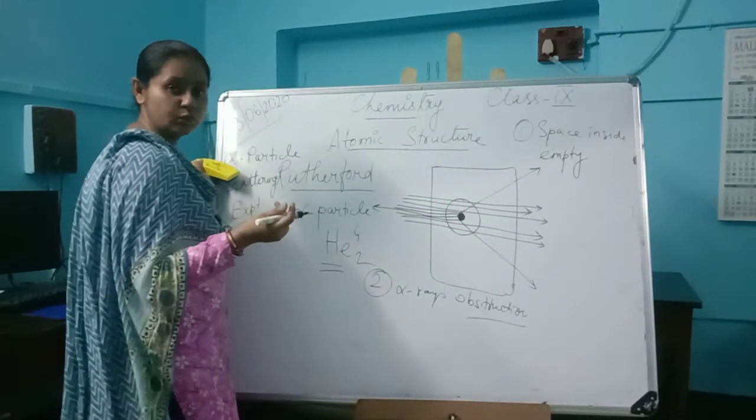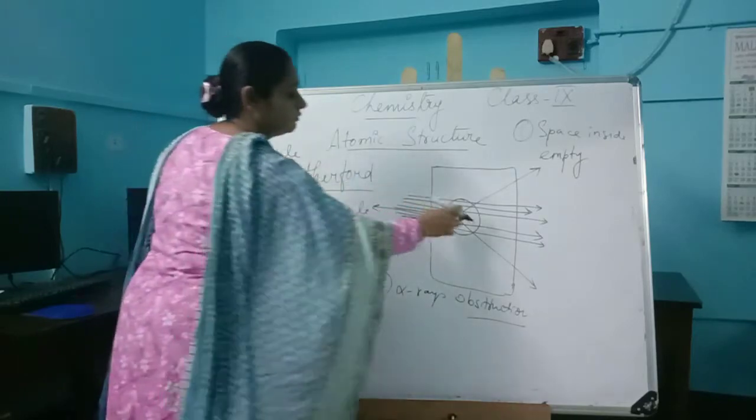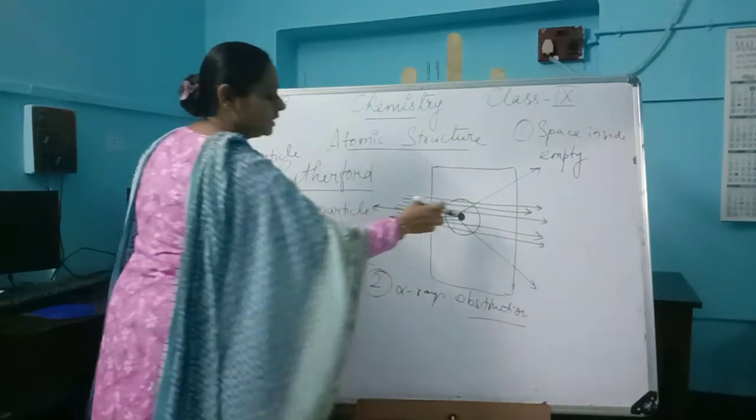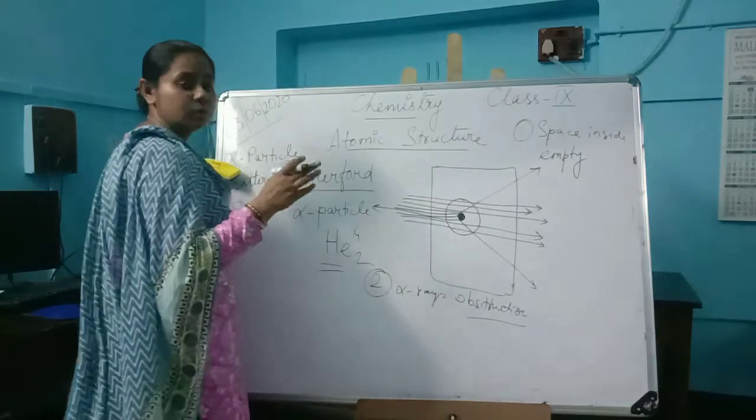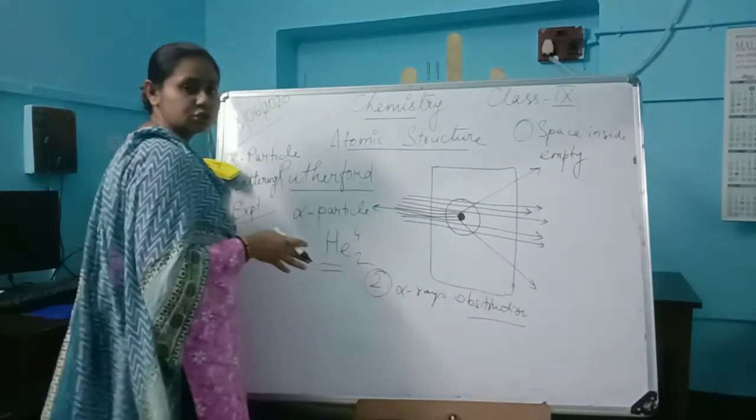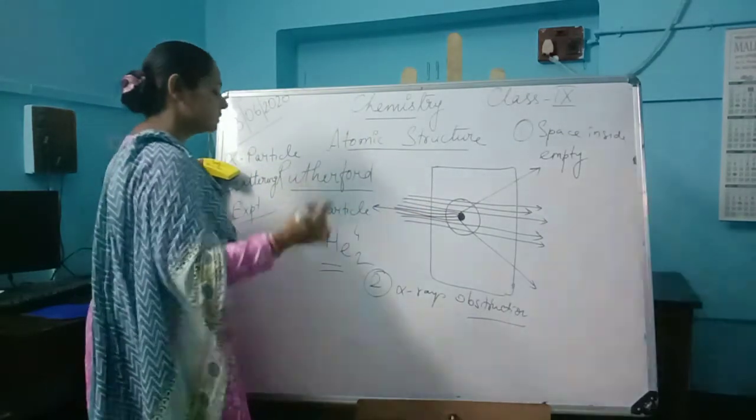Obstruction in the form of a nucleus. They might have hit a nucleus and then they got deflected into different directions. Is it clear to you?